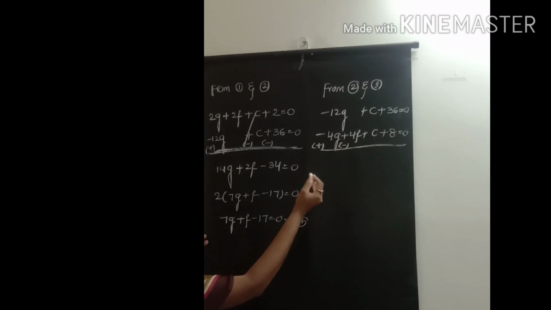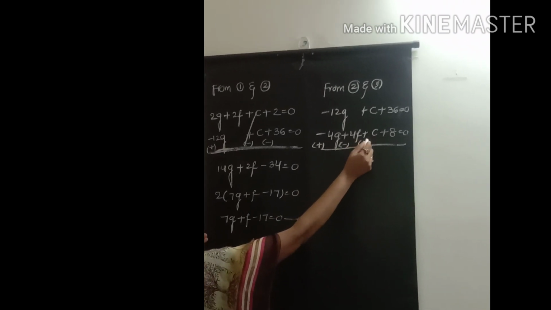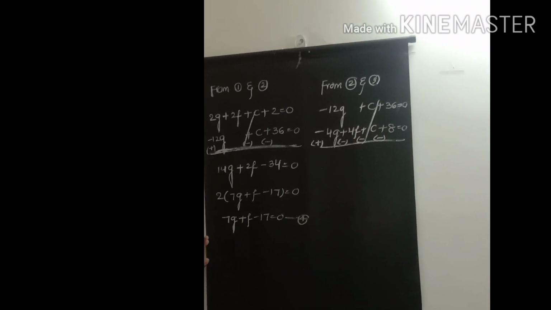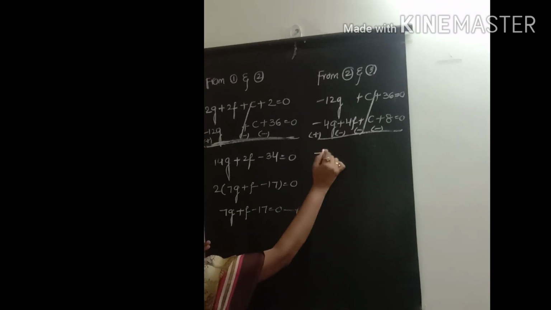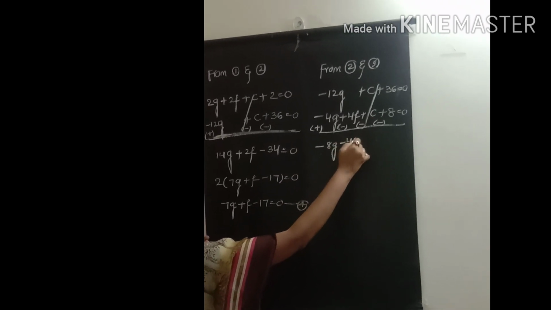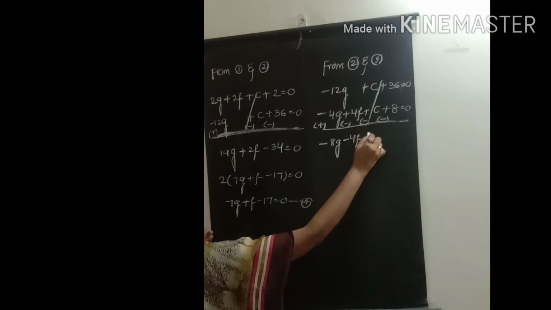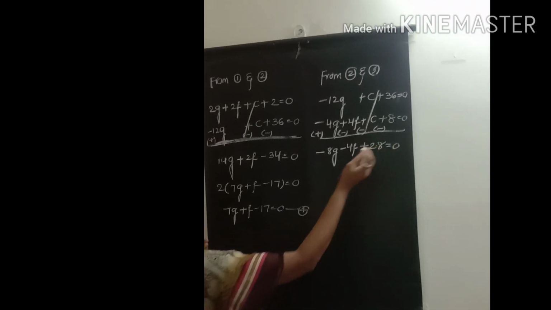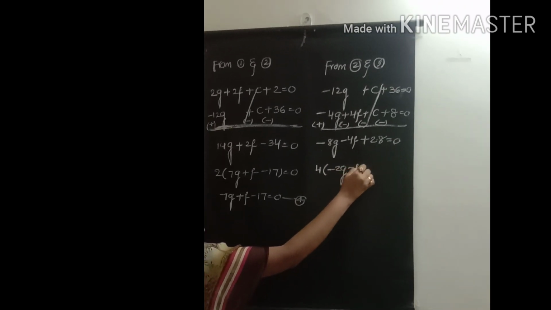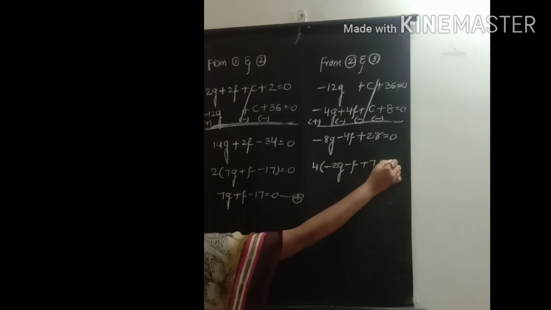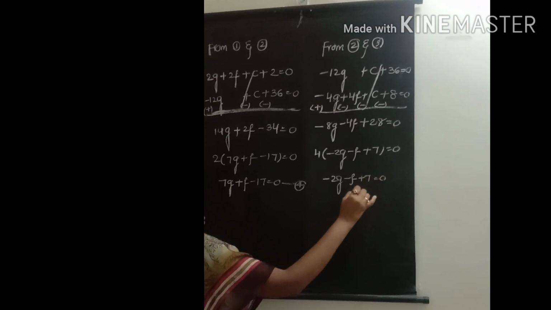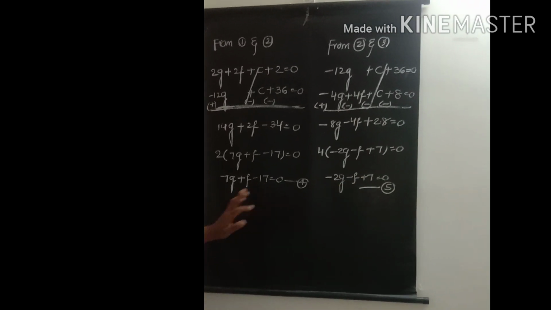Now from 2 and 3, changing the signs of the second equation: plus 4g, minus 4f, minus c, minus 8. Again here also plus c minus c gets cancelled. Now -12g plus 4g is -8g, plus -4f, 36 minus 8 is 28, equal to 0. Now taking 4 common, 4 into (-2g minus f plus 7) is equal to 0. That is -2g minus f plus 7 equal to 0. This is equation 5.